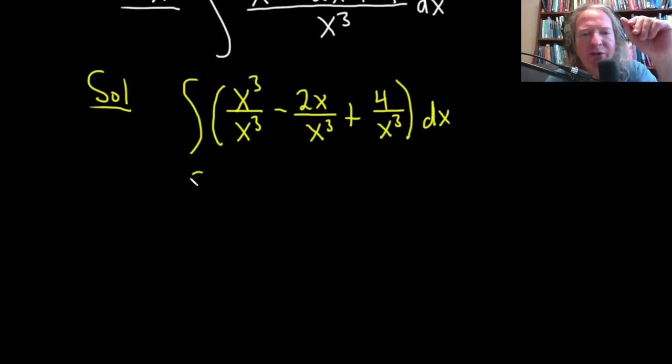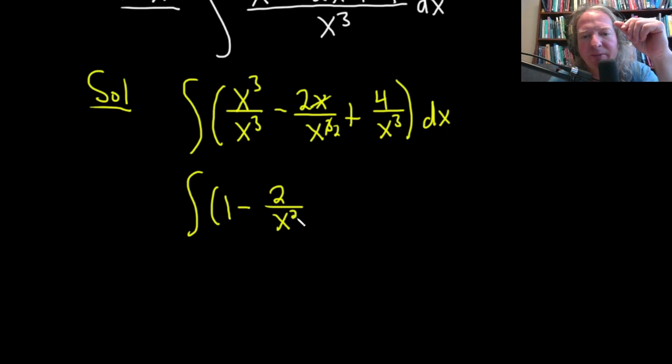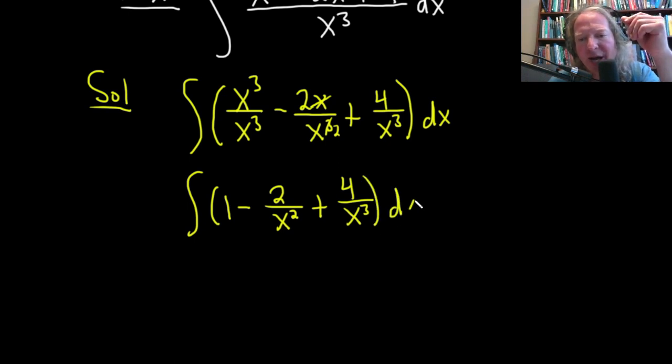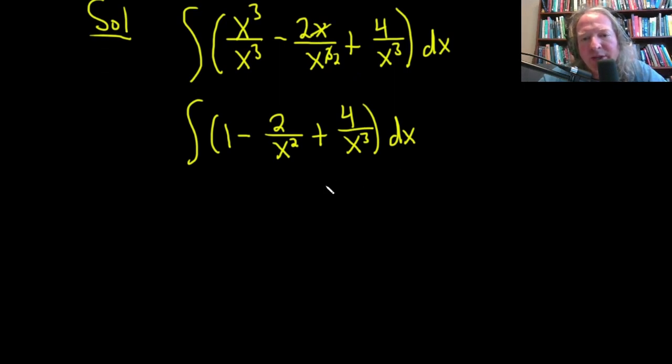So this is still the integral of x cubed over x cubed is 1 minus, here we're going to cancel this x with one of these. That's going to give us 2 over x squared plus, and then we have 4 over x cubed. And then we still have our dx. So in order to do this, we have to write it in a way that is doable. We have to write everything as x to a power so we can apply the power rule.